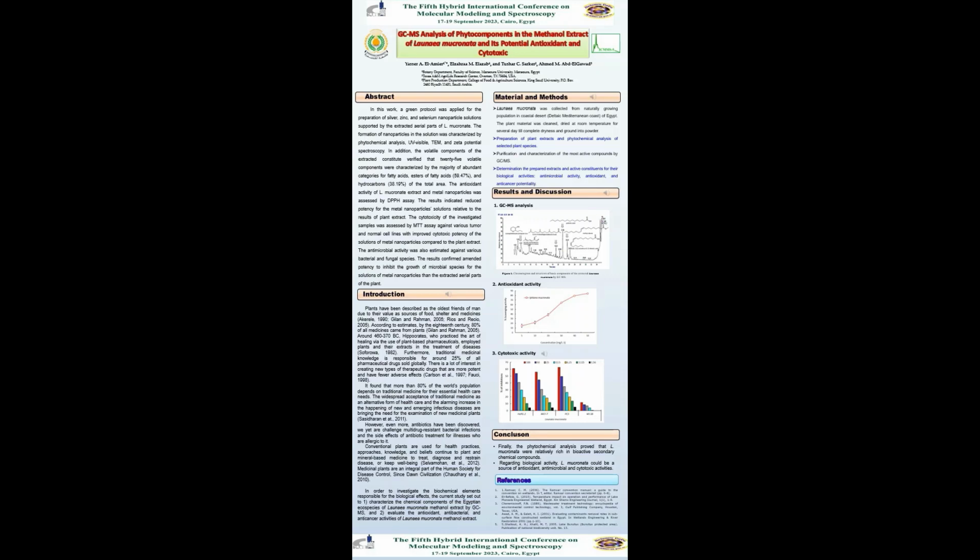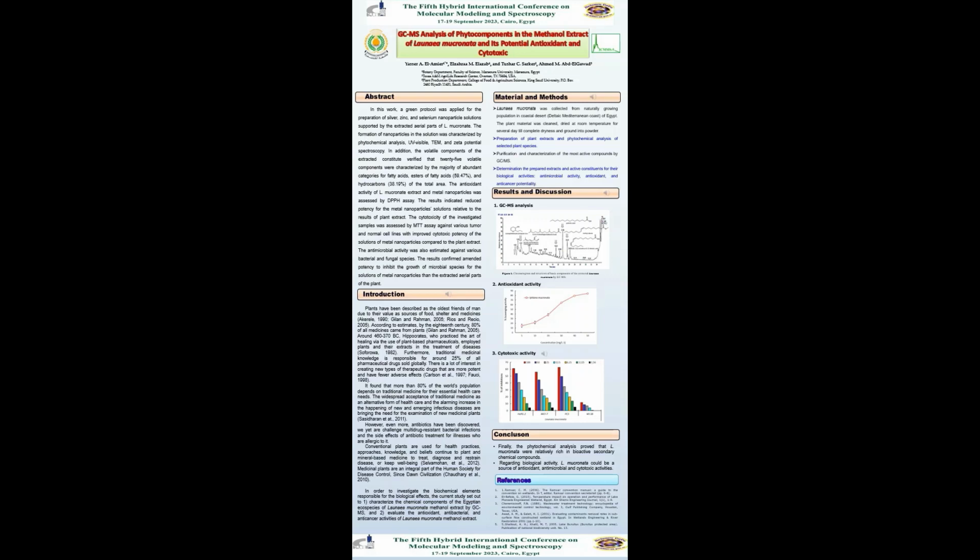In order to investigate the biochemical elements responsible for the biological effects, the current study set out to: 1. Characterize the chemical components of the Egyptian ecospecies of Launaea mucronata methanol extract by GCMS, and 2. Evaluate the antioxidant, antibacterial, and anti-cancer activities of Launaea mucronata methanol extract.